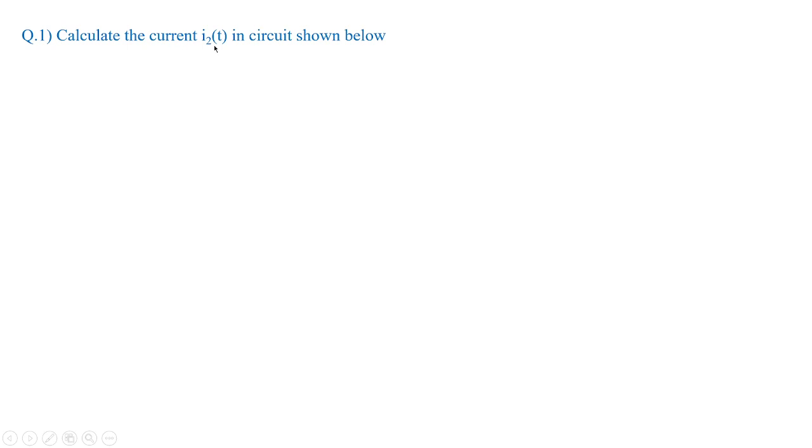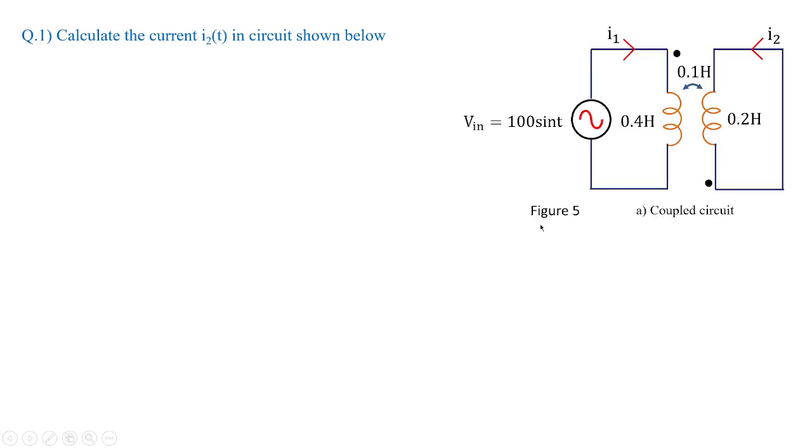Calculate the current I2 of t in the circuit shown below. Here you can see figure 5, where a coupled circuit is shown, where the input voltage V in is given as 100 sin t. It is driving current I1, and the coil has a self-inductance value of 0.4 Henry. The mutual inductance value is 0.1 Henry, which is shared between these two coils, and the secondary current is flowing in this direction. The conventions are opposite. So how do we frame the net equations?